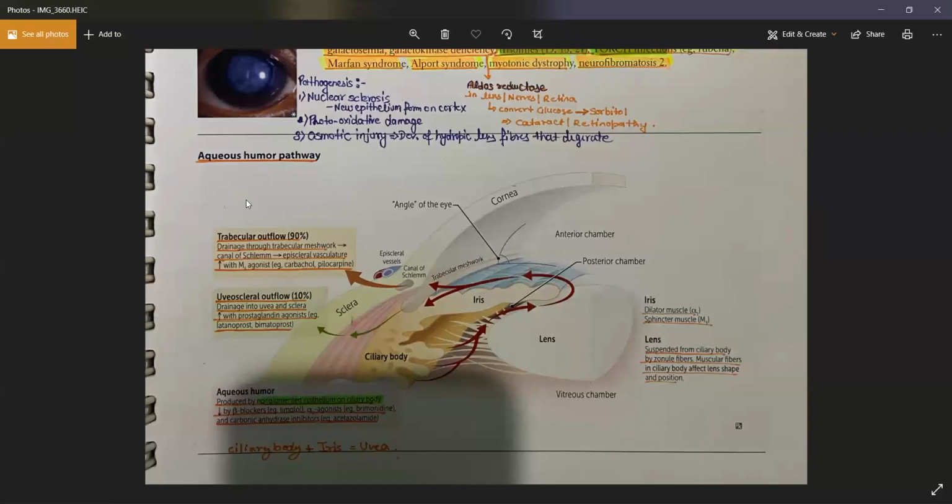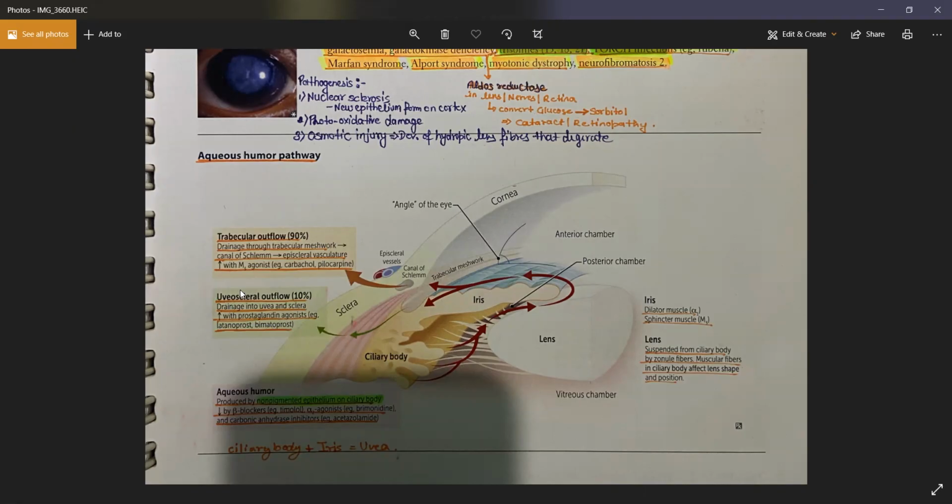Now let's discuss glaucoma. In glaucoma, you have an increase in the aqueous humor in the eye. This increase can be due to two things: one is the increased secretion by the ciliary bodies, and second is the decreased drainage by the trabecular outflow or by the uveoscleral outflow, right?